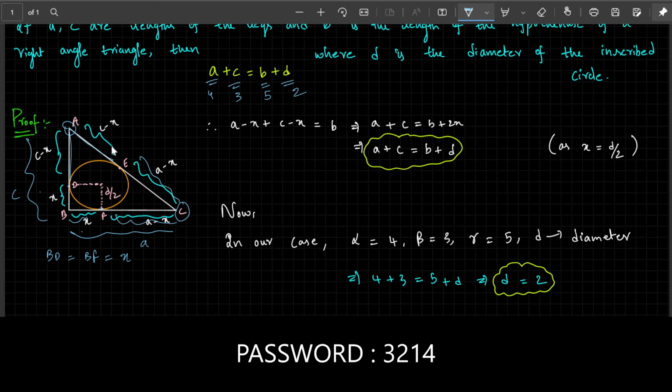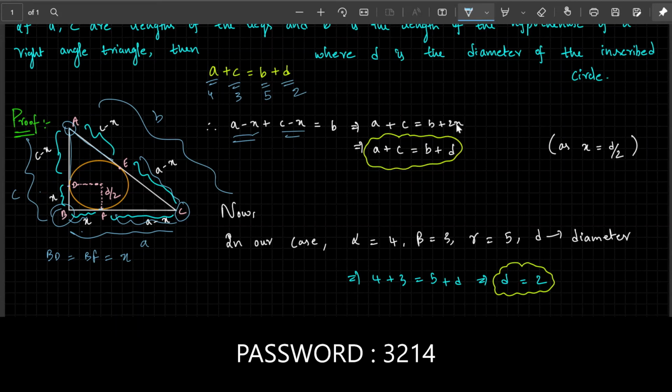So you can just add them up: A minus x plus A minus x plus C minus x, which is actually equal to B, because this total distance is equal to B. Fine. So if that is the case, we can just write A plus C is equal to B plus 2x. This x and this x go to the other side. So A plus C is equal to B plus D.